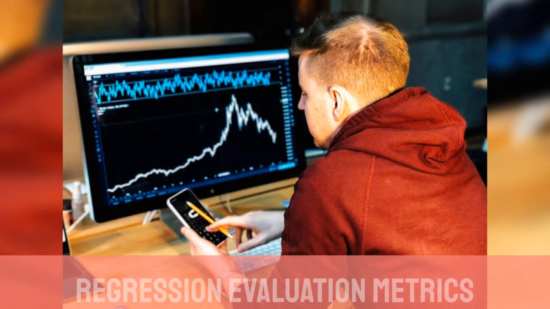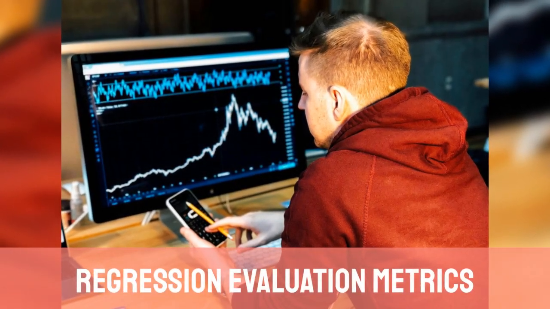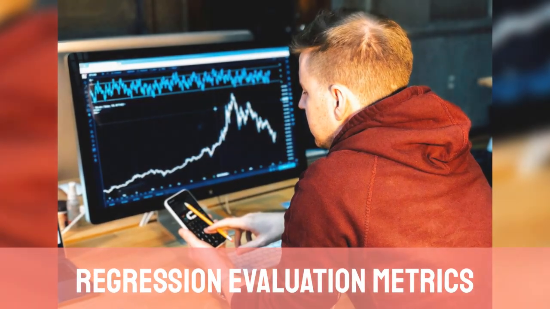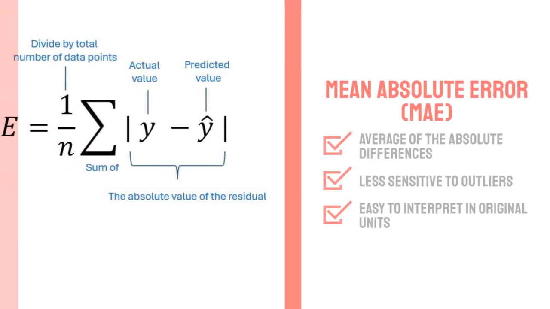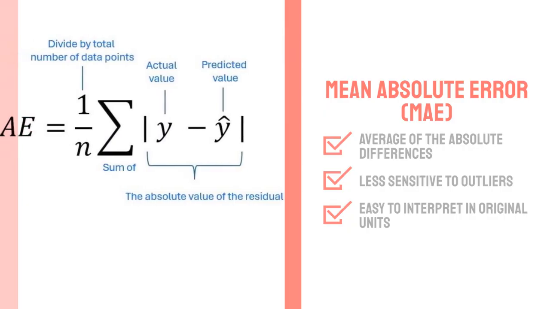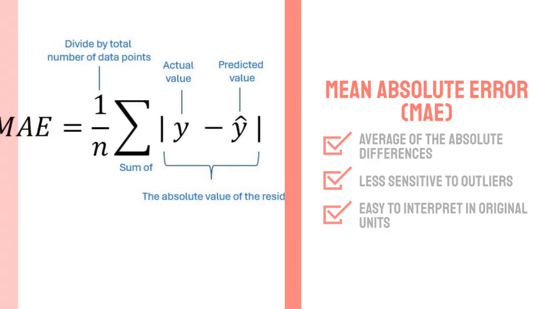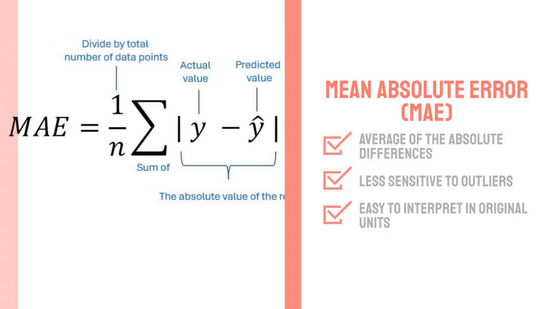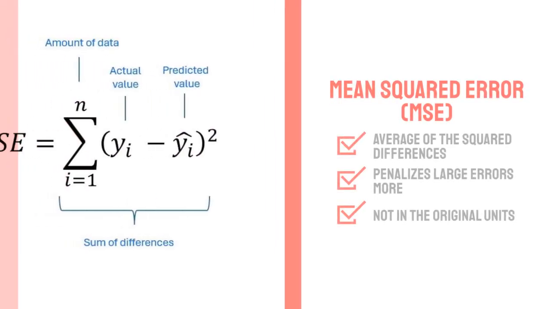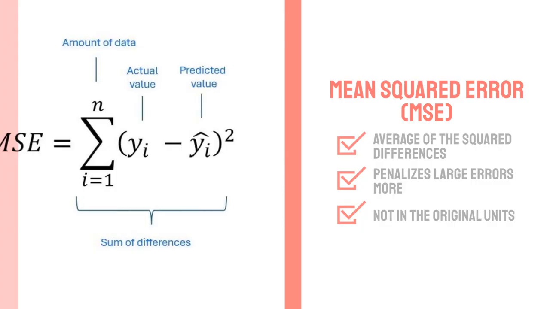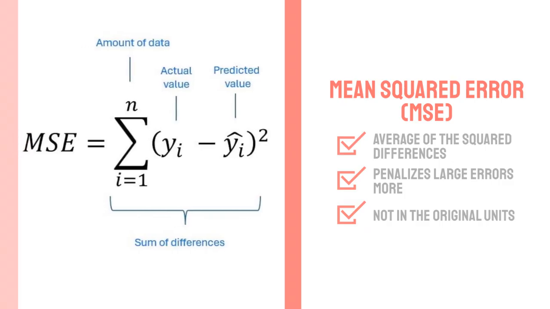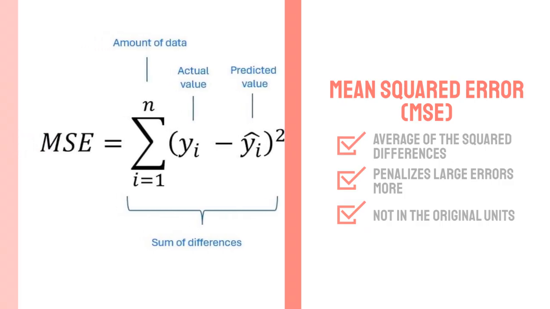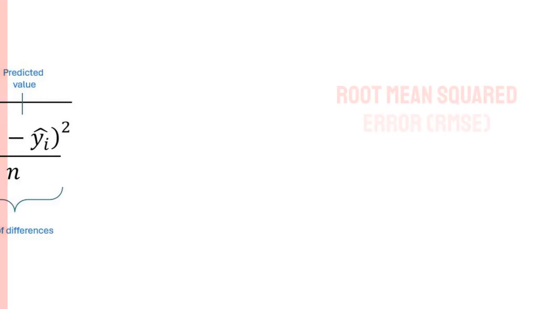Commonly used metrics for evaluating supervised regression models include mean absolute error, MAE, a metric used to evaluate the performance of a regression model. It measures the average absolute difference between the predicted values and the actual values, providing an easily interpretable measure of the model's prediction accuracy. Mean squared error, MSE, is a metric used to evaluate the performance of a regression model by measuring the average of the squared differences between predicted and actual values. It's particularly useful because it heavily penalizes large errors.